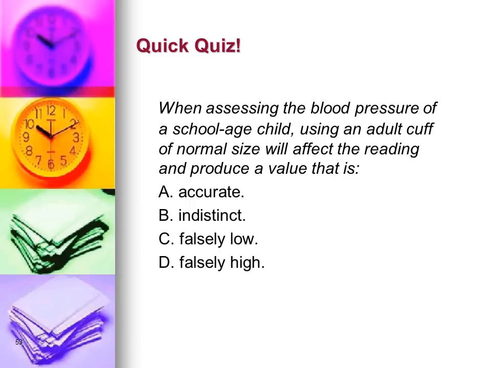When assessing the blood pressure of a school-aged child, using an adult cuff of normal size will affect the reading and produce a value that is, remember this is a child and you're using an adult cuff with that child. If you chose falsely high, you are correct. Children should only have their blood pressure taken with an appropriately fitting cuff. Otherwise, it will skew the results. Specifically, if an adult cuff is used on a child, the blood pressure reading will be falsely high.